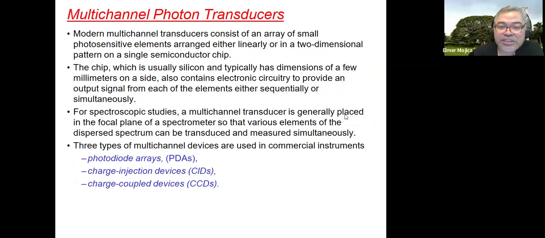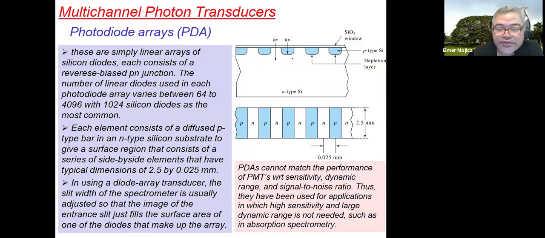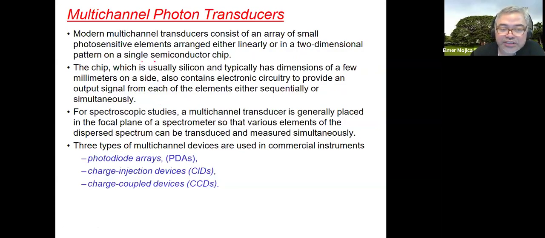multi-channel transducers consist of an array of small photosensitive elements arranged either linearly or in a two-dimensional pattern on a single semiconductor chip. So the semiconductor really advanced the technology that we have here. Okay, so the chip that you have here, which is usually silicon, typically has a dimension of a few millimeters on a side, and also contains electronic circuitry to provide an output signal from each of the elements, either sequentially or simultaneously.